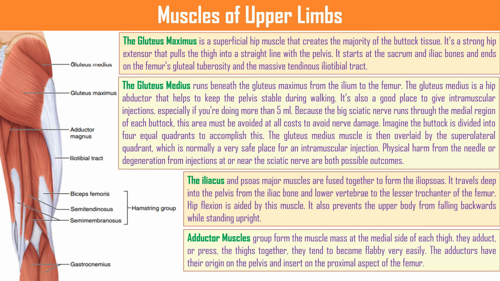Adductor muscles. A group of muscle mass at the medial side of each thigh. The adductors press the thighs together, and they tend to become flabby very easily. The adductors have their origin on the pelvis and insert on the proximal aspect of the femur.